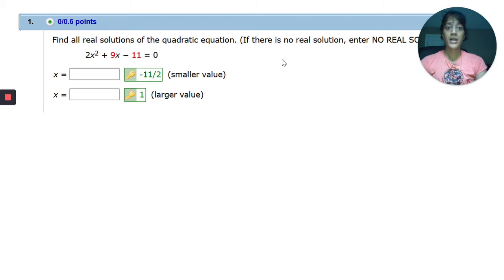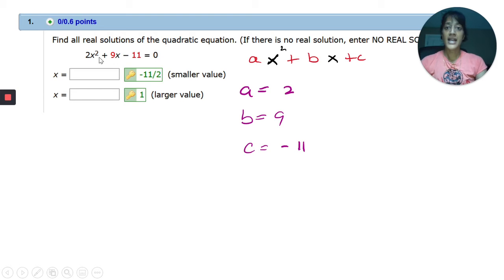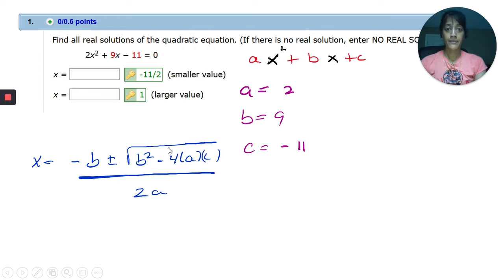We will. The first thing you need to know and remember is that this is the shell for a parabola. The coefficient of the x squared is called a, the coefficient of the x is called b, and the coefficient of 1 is called c. So in this case, a is 2, b is 9, and c is minus 11. This is the quadratic formula.